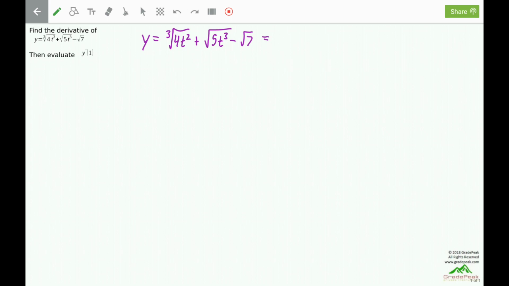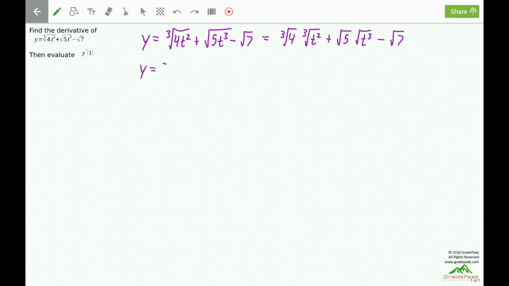The first term, I'm going to need to separate the 4 from the t squared to isolate the t so I can use the power rule. It will be the cubed root of 4 times the cubed root of t squared. The second term, I'm going to need to isolate the t cubed away from the 5. In the same fashion, we'll have the square root of 5 and the square root of t cubed, and then minus root 7.